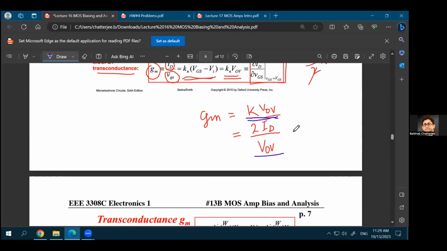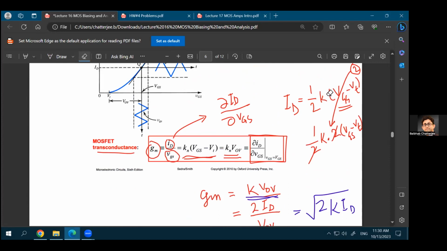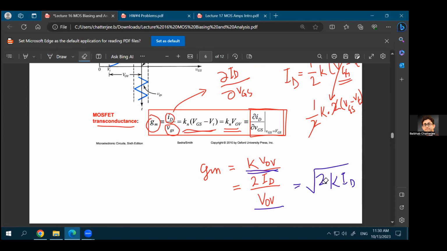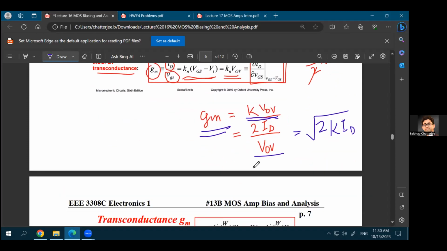There is another form of gm, which is the square root of twice K times ID. Why is that true? Your ID is equal to half of K times overdrive squared. Just multiply ID with 2 times K. So your 2 and half will cancel, K will become K squared, and you already have overdrive squared. Take the square root of K squared overdrive squared, and that becomes K times overdrive. So these are 3 different forms of gm, and you can use any of these forms.